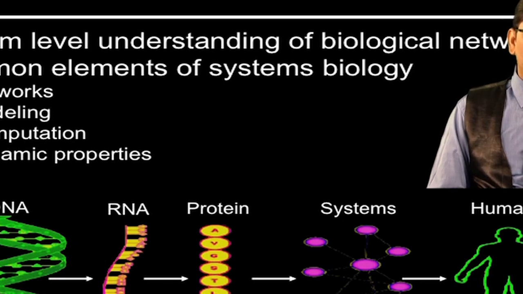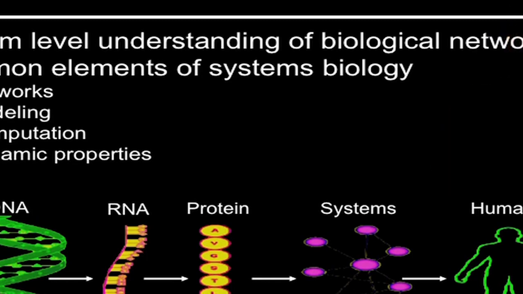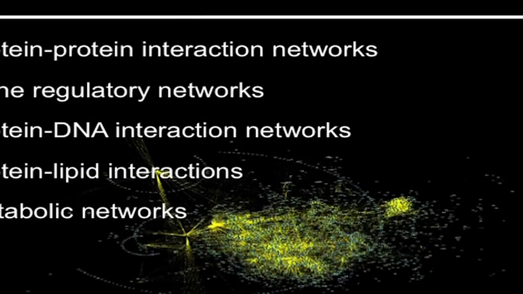The biological information is represented by the network of interacting elements and dynamic response to the perturbations. These networks provide insights which cannot be analyzed from the isolated components of the system. The common elements of systems biology include networks, modeling, computation, and dynamic properties. There are different types of biological networks, such as protein-protein interaction networks, gene regulatory networks, protein-DNA interaction networks, protein-lipid, protein-other biomolecule networks, and metabolic networks.